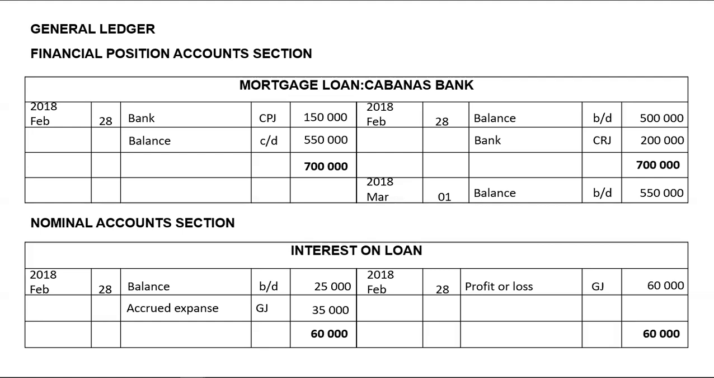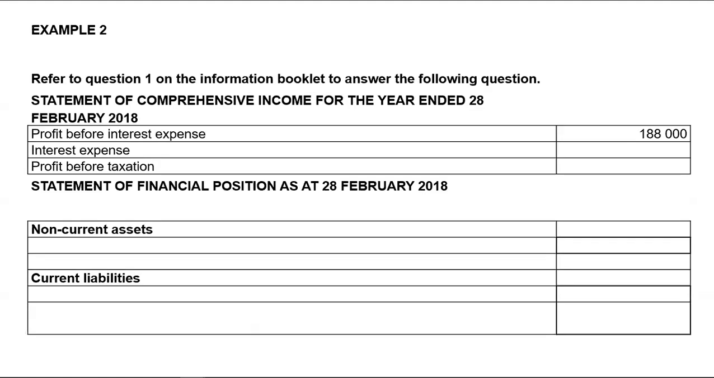All right. So when we record this under interest expense, we already had 25,000. You're going to add 35,000. It will give you a total interest expense of 60,000. Minus it from your profit before interest expense. You will get profit before tax, which is 128,000. And the non-current liabilities, your loan will be sitting at 550,000.